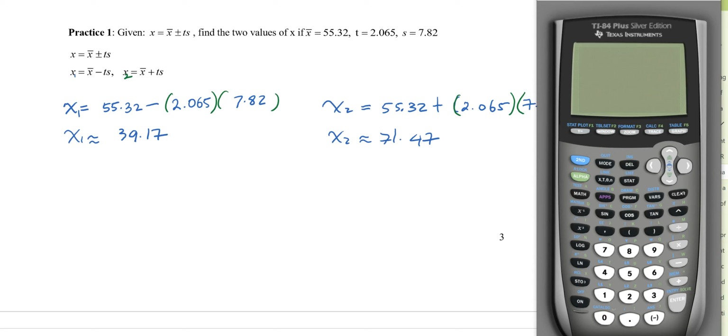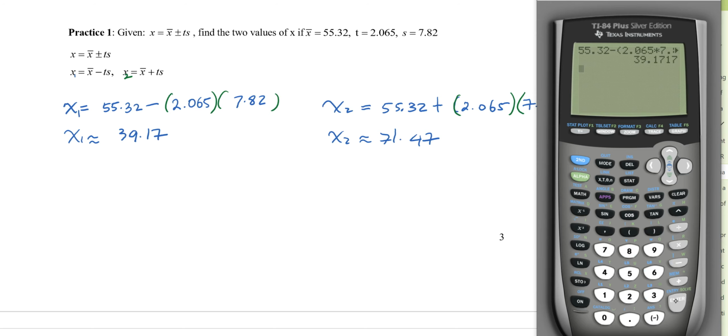Let me clear the window. So for x1, I'm going to type in 55.32. Minus, I want my calculator to do the multiplication first, so I'll put a parenthesis around it. 2.065 times 7.82. Okay. And that's how I got 39.17 approximately to two decimals.